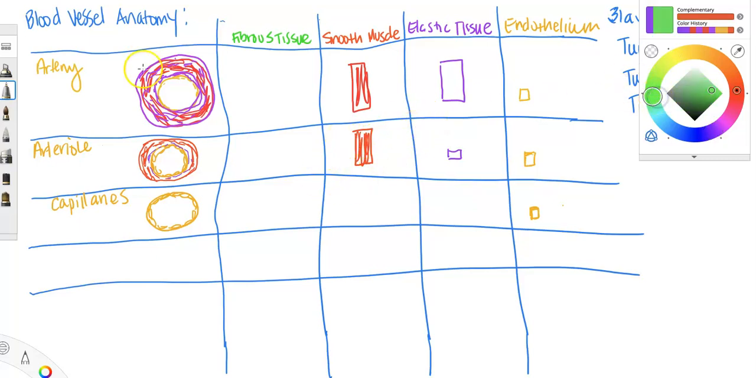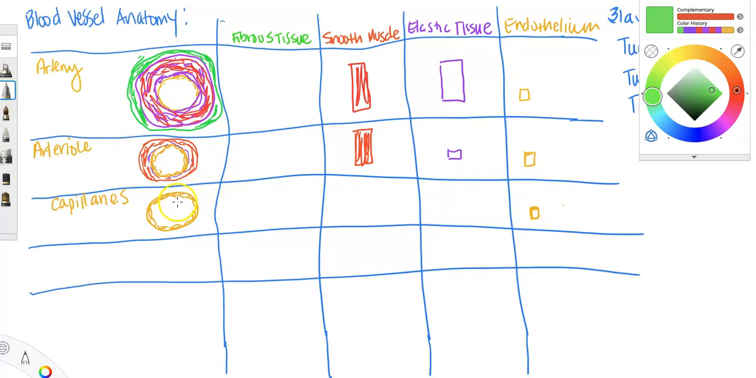The artery also has a layer of fibrous tissue. And the fibrous tissue is made from dense irregular connective tissue. It goes on the outside. And that, of course, makes up the tunica externa, which is the outside.